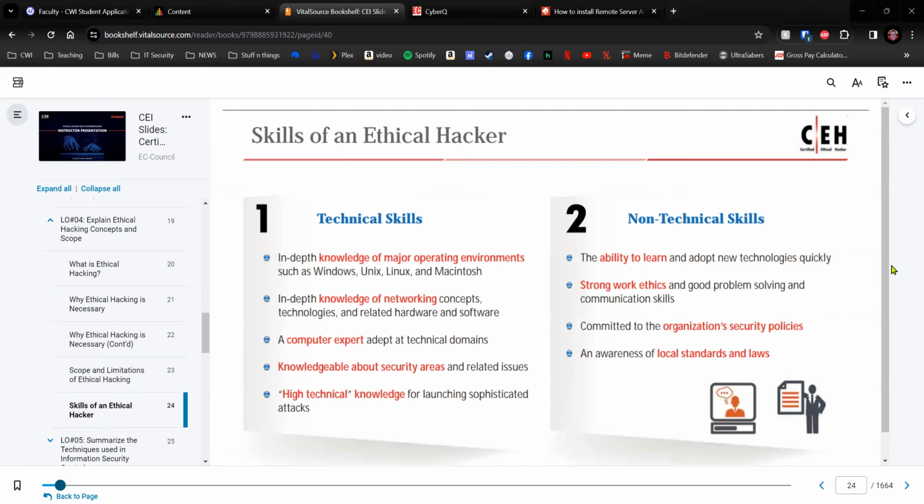I don't know how many hiring managers I've talked to that say you have to have this ability and we would rather be able to train you in everything else. But if you're not willing to do this, none of the rest of it matters. Strong work ethics and good problem solving and communication skills. Again, that's another big one. Committed to the organization's security policies and awareness of local standards and laws. Not just local. When you think about it, you have to deal with local, state, national, international.